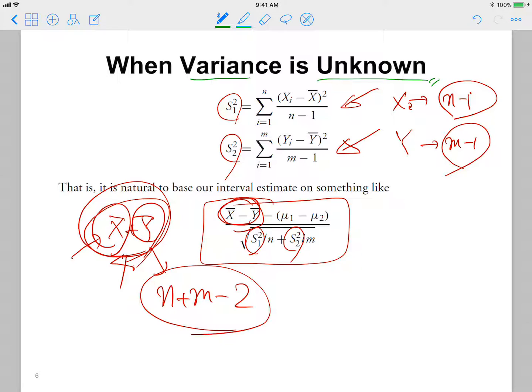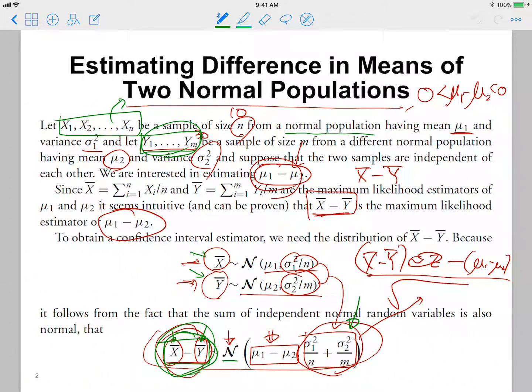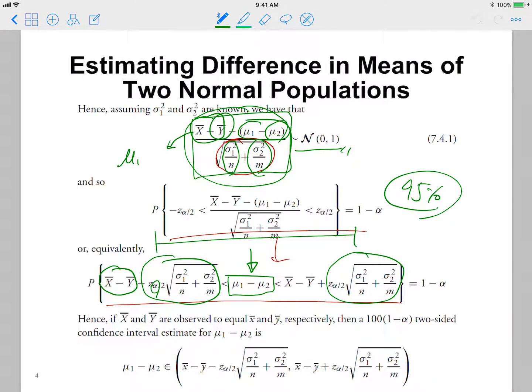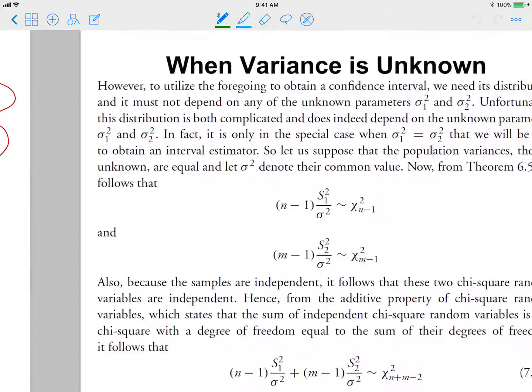The overall story is quite similar to the previous case, where the variance is known, and we model our statistic with the standard Gaussian distribution. But if our variance is unknown, then we have to replace it with the sample variance, and the distribution changes into the t distribution.